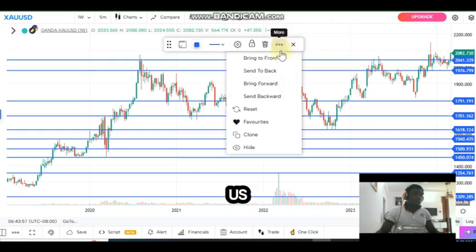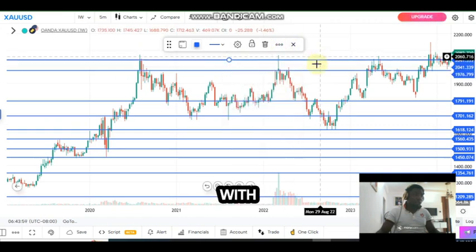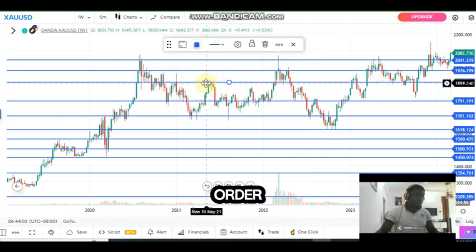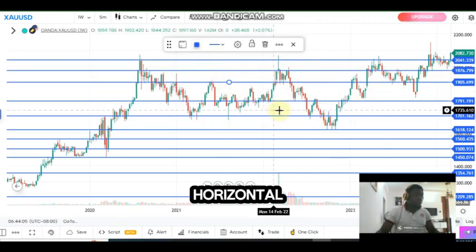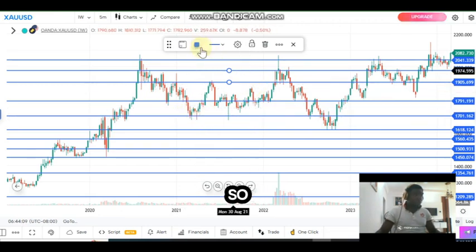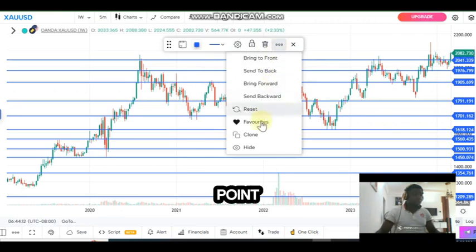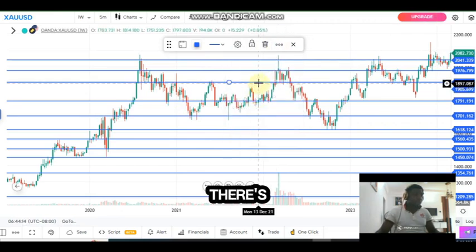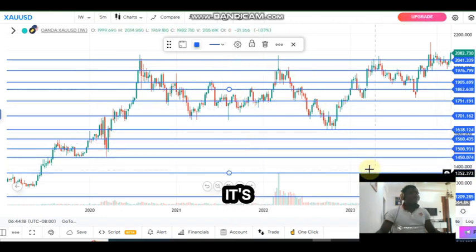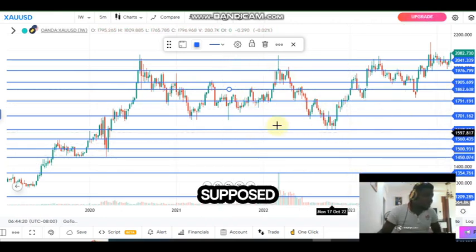Let's create another of this horizontal line, and let's put it here. You will be so surprised what price will do at those points. Okay, there's also one here. Don't worry, it's just the way you're supposed to do it. So just keep these lines like this, and I can hear you shouting, wow, these lines are so much.